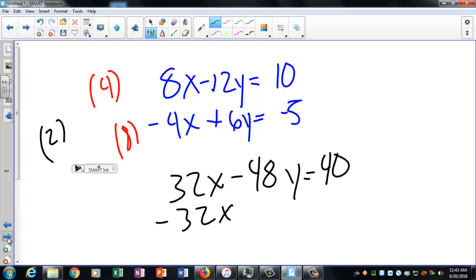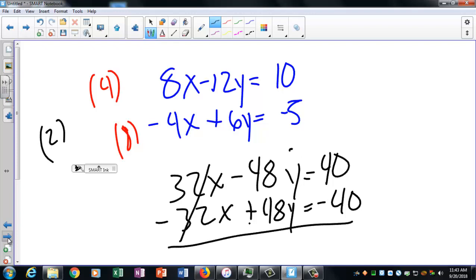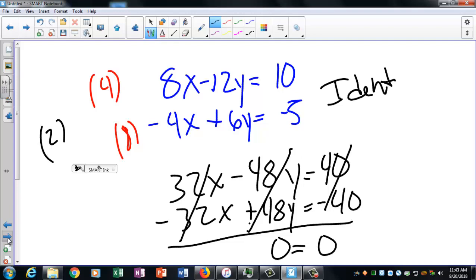Negative 32x plus 48y equals negative 40. And when that happens, this cancels, and this cancels. You get 0 equals, what are you going to say then? I'm going to let you get by with calling it identity. All right, you can just call it identity.